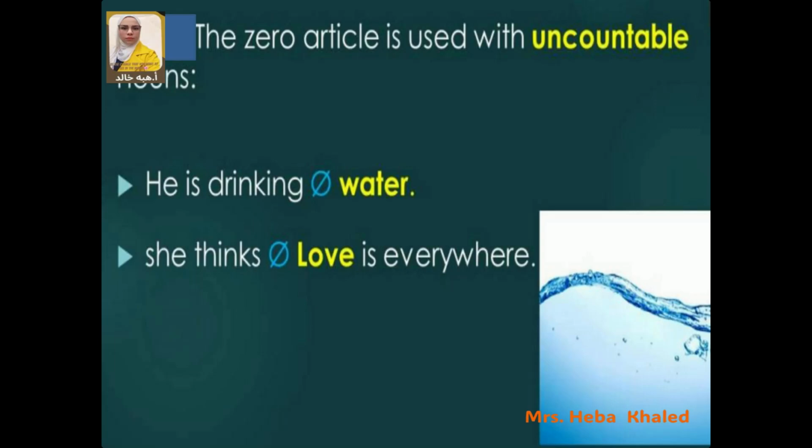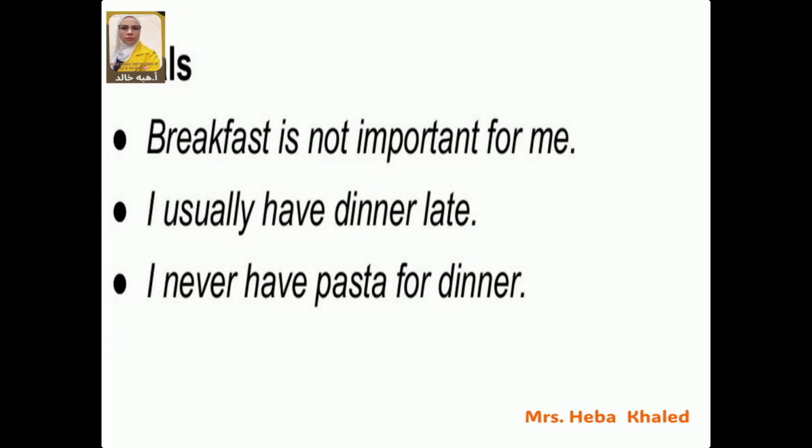The zero article is used with uncountable nouns, like he's drinking water. Water is uncountable. I cannot count water. I eat rice. I love milk. She thinks love is everywhere. Love is an uncountable noun.